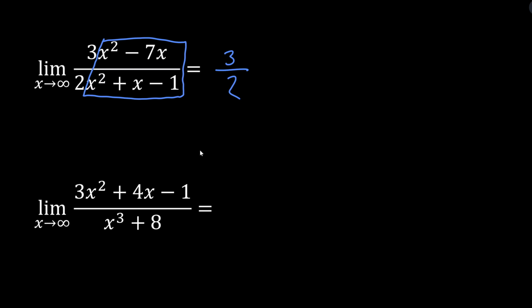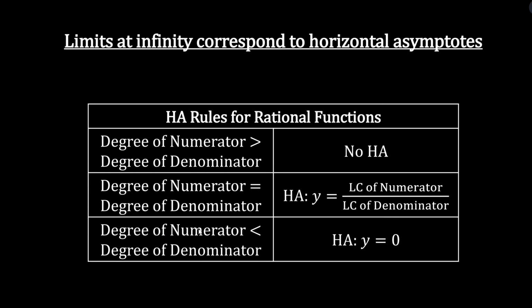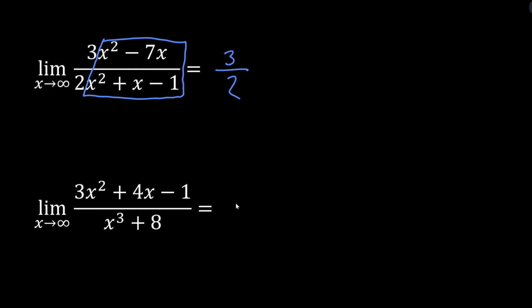So here we have 3 over 2, and so why does this limit go to 0? Because that's what we saw with our horizontal asymptote rule. Now the degree of the numerator is less than the degree of the denominator. The horizontal asymptote is the line y equals 0, which means this limit is 0. And again, we could think about growth rates. Now the denominator is growing faster than the numerator.